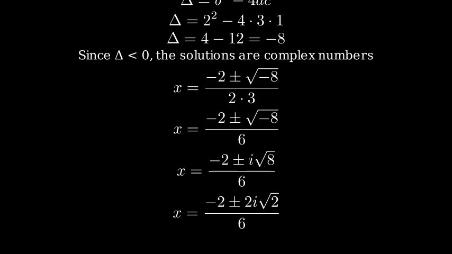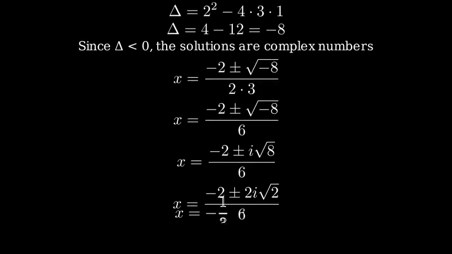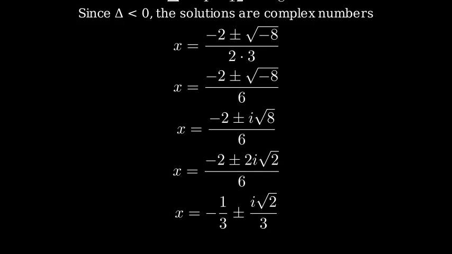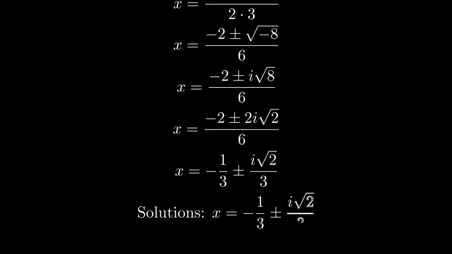Since square root of 8 equals 2 square root of 2, x equals negative 2 plus or minus 2i times square root of 2 over 6. Further simplifying, x equals negative 1/3 plus or minus i times square root of 2 over 3. So the solutions are x equals negative 1/3 plus i times square root of 2 over 3 and x equals negative 1/3 minus i times square root of 2 over 3.